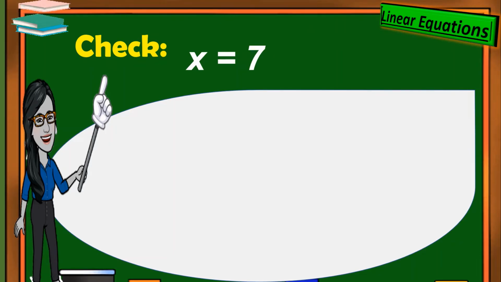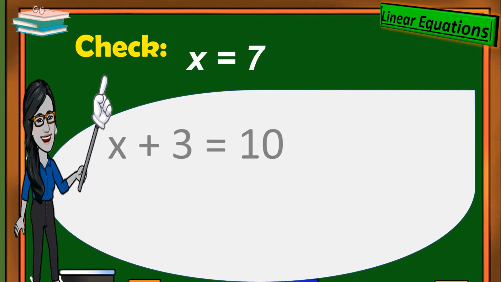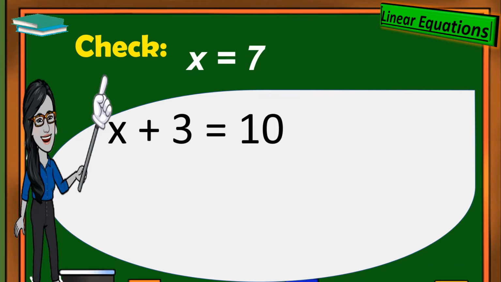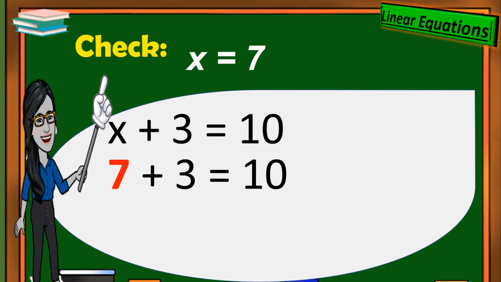Okay, so after hanapin si x, we need to check if our answer is correct. Okay? So, our x here is equal to 7. So, our given equation is x plus 3 is equal to 10. Dun sa given natin sa unang slide. Okay, so x daw is equal to 7. So, papalitan natin si x ng 7. So, magiging 7 plus 3 is equal to 10.